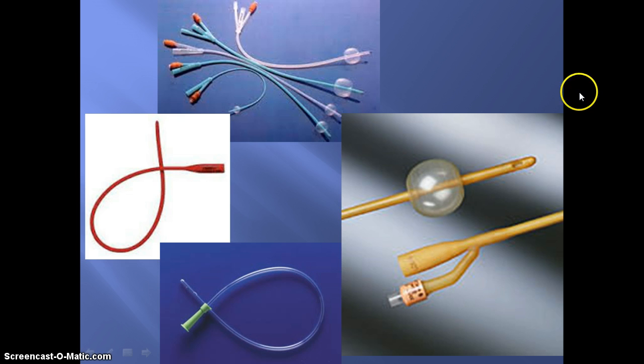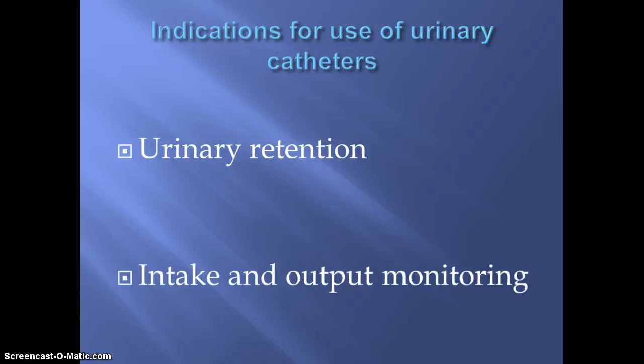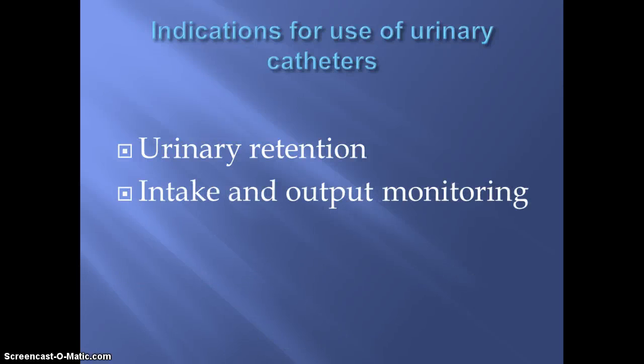So there's all different types out there, and this is just to give you an idea of what you'll be seeing in your practice. Indications for indwelling catheters are if somebody has urinary retention, is unable to void on their own. Or if there is a reason to do very strict monitoring of intake and output, such as a very ill patient in special care, or for example, preparing for a surgery.